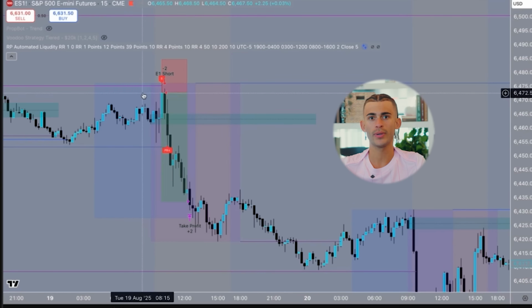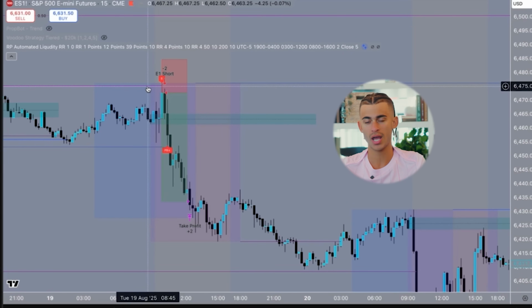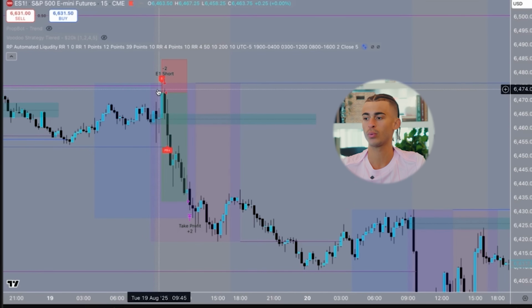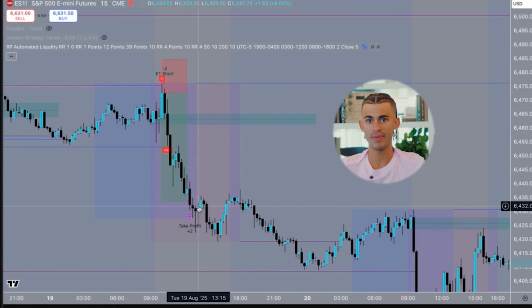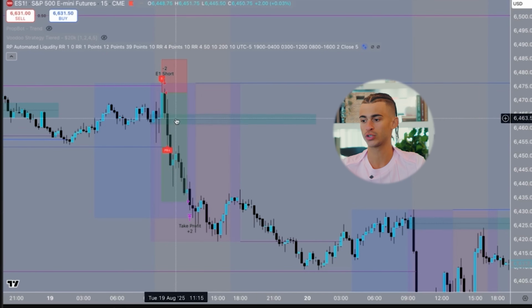For example, right here, we had an untested Asia high. Price was clearly failing to close above this high, so we entered shorts and we caught a beautiful 1-to-4 risk to reward ratio, catching this entire move down. There literally was no better entry. This was literally the best entry you could have possibly had for shorts on this day.